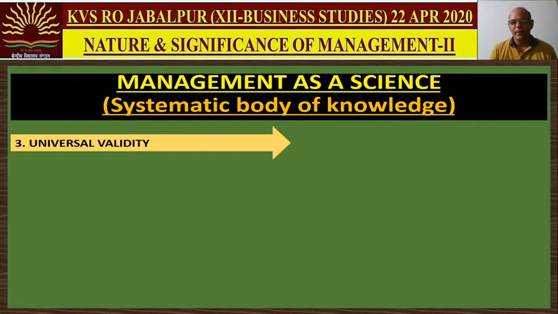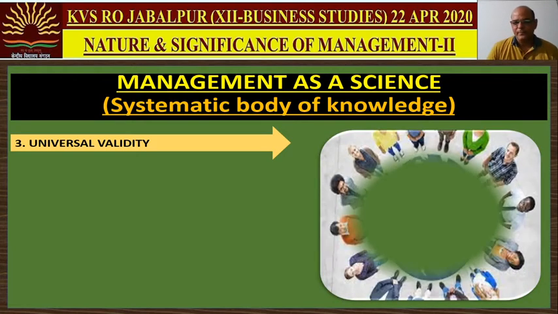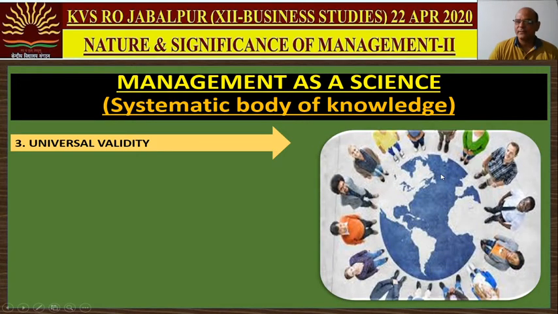In this way, we can say that management is also having third feature of science, that is universally valid. So we can clearly say that management is a science. It is universally applicable. Its principles are clearly applicable everywhere in the world, in all types of organization, at all levels of management, everywhere.